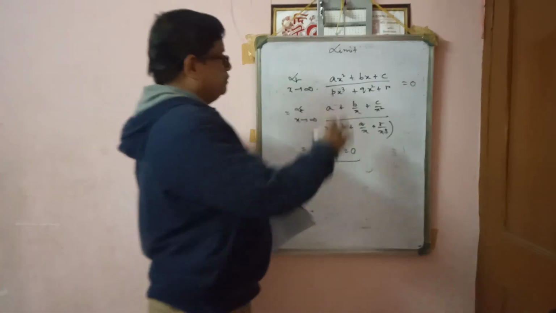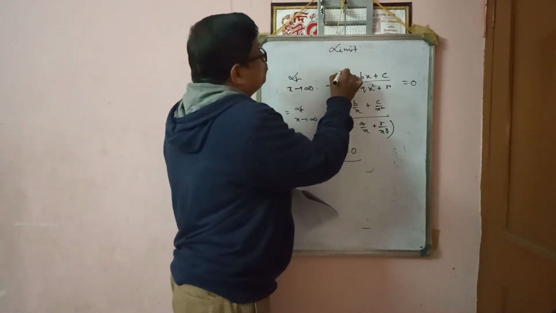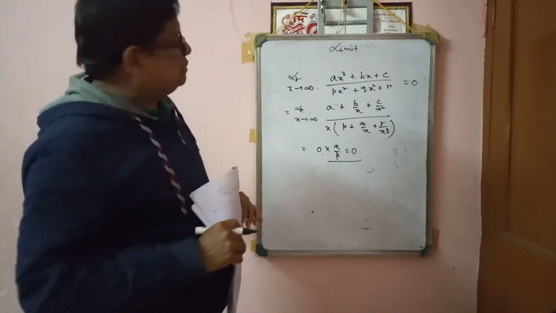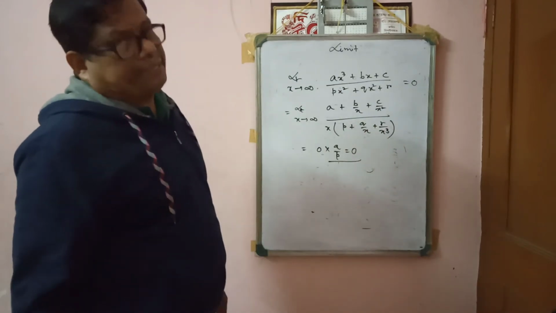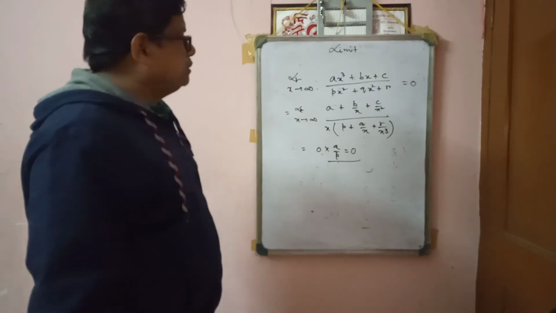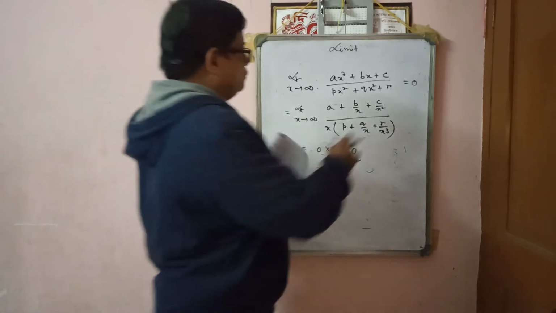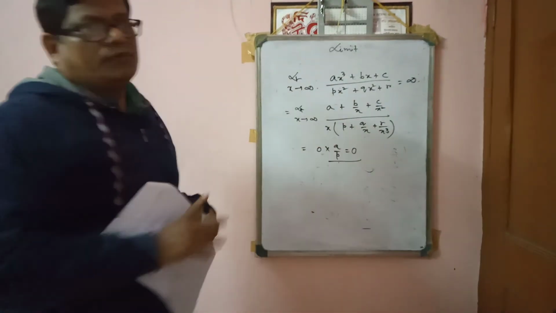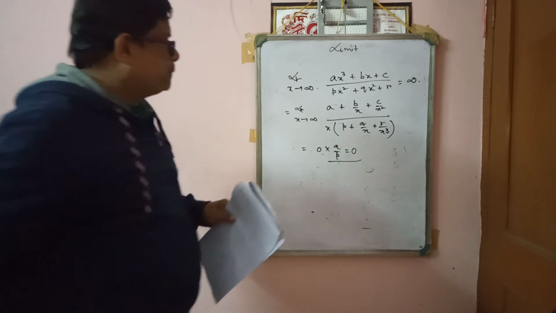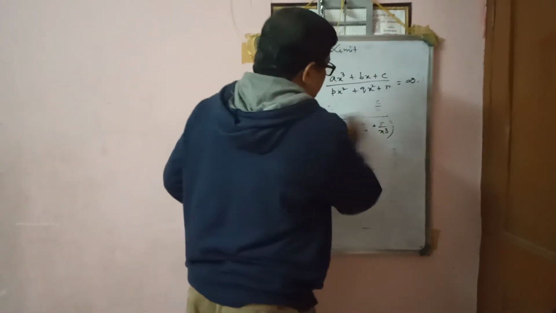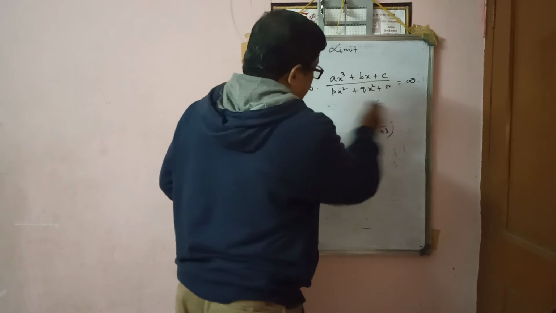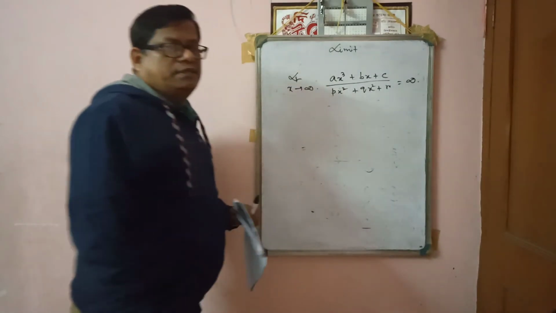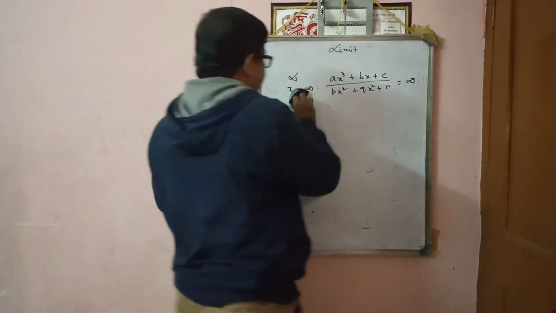If the power in the numerator is x cube and in the denominator is x square or x, the answer will be infinity. Understood? In that case the answer is infinity, there is no real term.